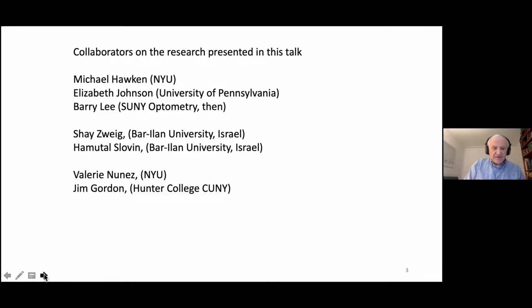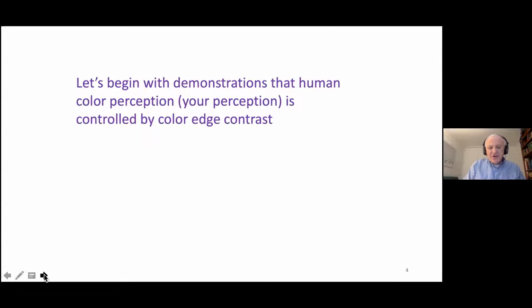Okay, and we'll talk about them as we go along. Right. So first I want to start off with human perception and your perception. So I'll show things to you and you can see for yourselves how much your color perception is controlled by what's going on at the edges between colored objects and their surroundings.